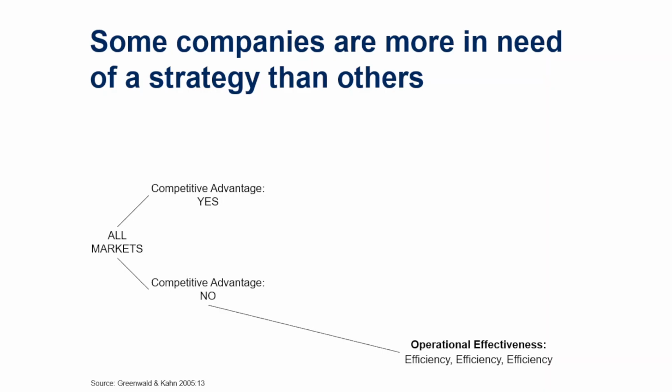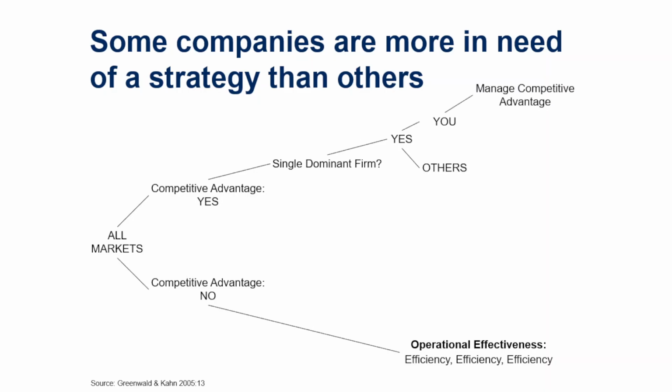But if there are competitive advantages, then the next question is, is there something like a single dominant firm? A single dominant firm, for example, could be Microsoft in the software and computer systems market. If there is a single dominant firm, then the question is, is it you or is it others? If it's you, then that's fantastic, because then you just have to manage your competitive advantage. You are in a very advantageous position already, so you just have to manage it and make sure that no one else catches up to that.